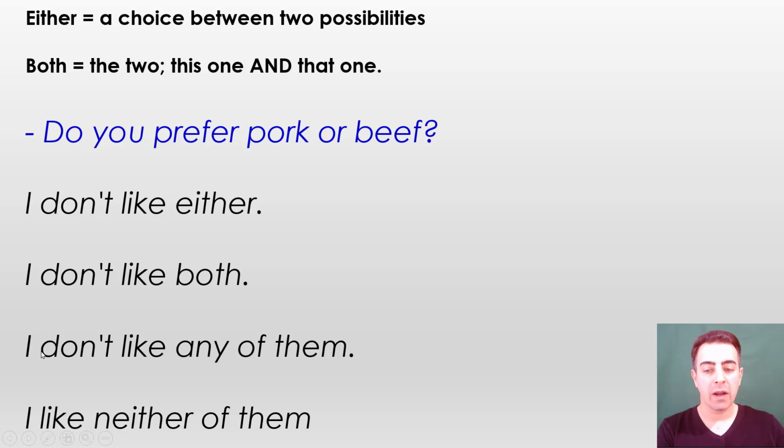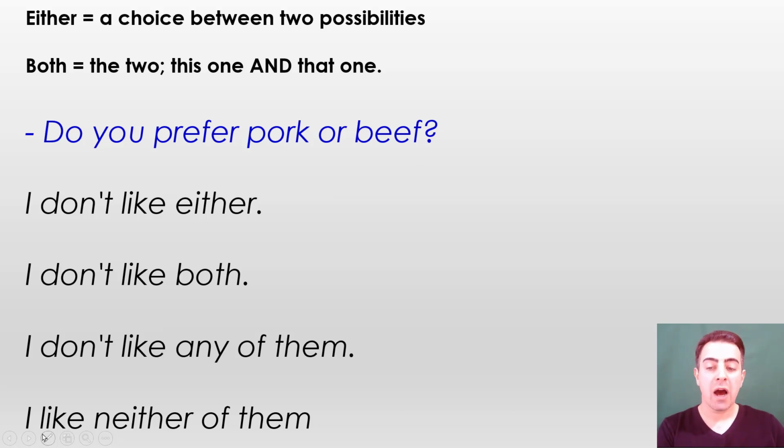What about the third one? I don't like any of them. Any refers to more than two options. It can be right, but not in this context. In this context, we have just two options, pork and beef. So, if I had, for example, pork, beef, or ham, I could say any of them.